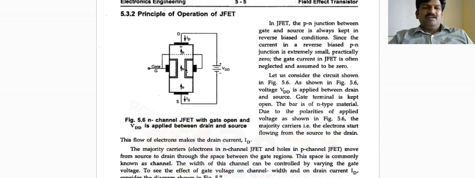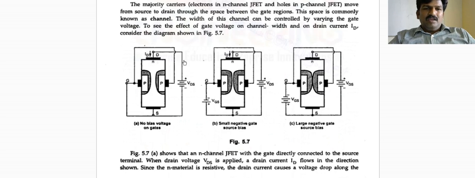Let me consider, suppose you have a gate to source voltage, what is going to happen to the conduction of your FET. See this one, there is no bias voltage on the gate. If there is no bias voltage, it still has some connection to negative, because the gate is connected to the source. The source is connected to the negative of VDS, and the plus is connected to the drain.